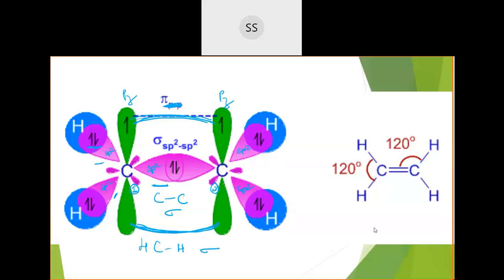You can see this structure here. Carbon and carbon double bond you put in that. One is a sigma bond, the other one is the pi bond. Here also, all these are sigma bonds.